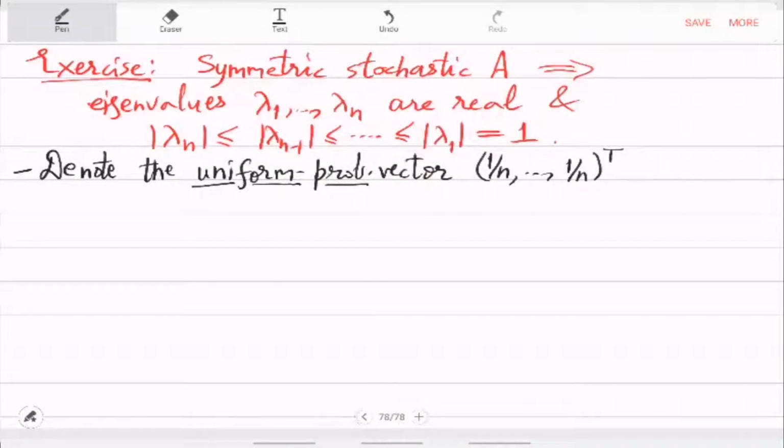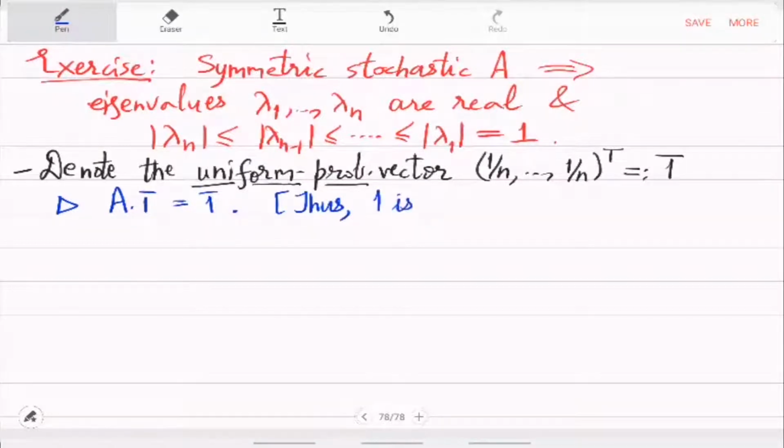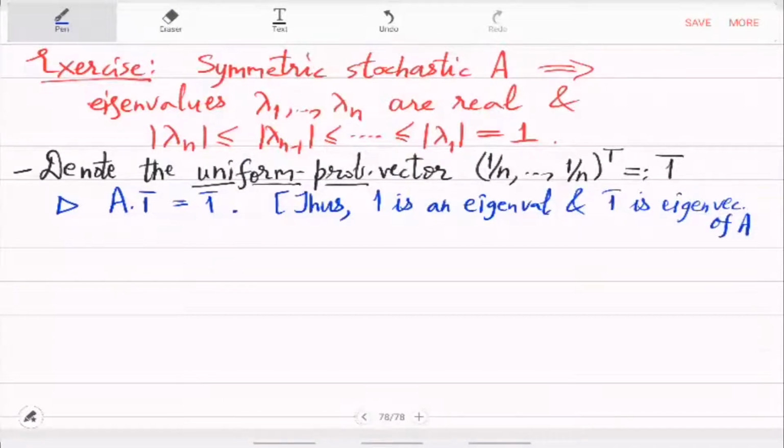This ideal vector we will call 1 bar, and observe that A times 1 bar, this normalized adjacency matrix, is 1 bar. So what this means is, thus 1 is an eigenvalue and 1 bar is an eigenvector of A. This is the first property you learn.